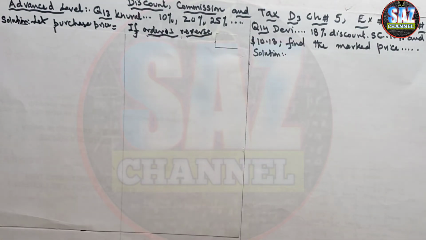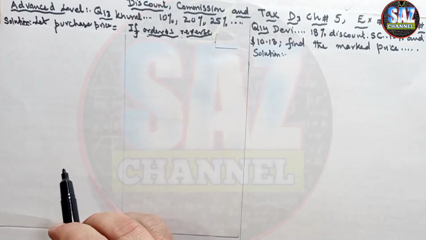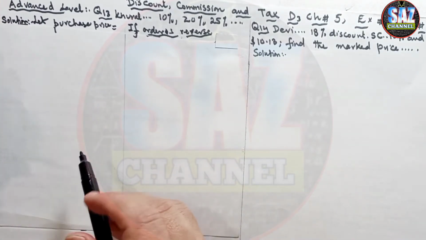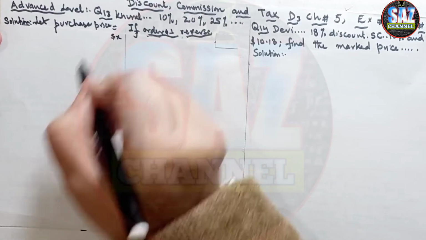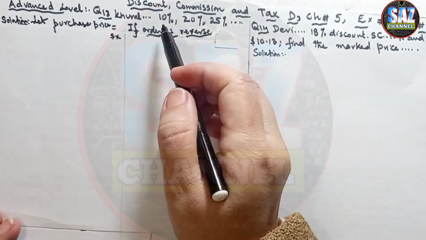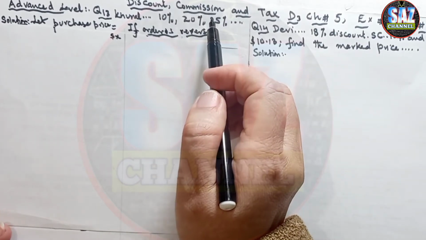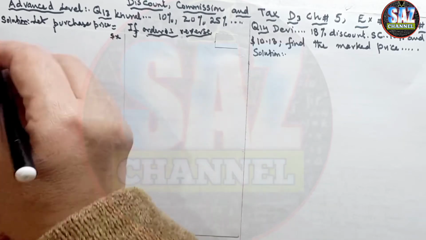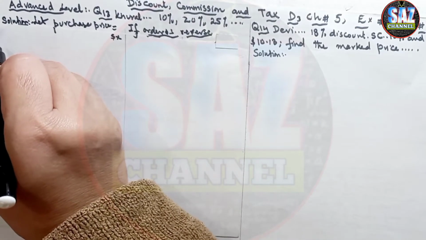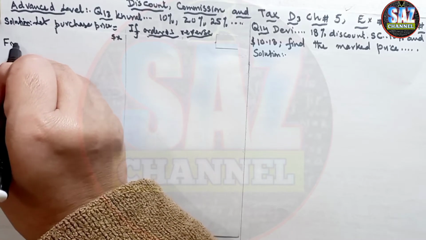As the questions are long, so I've written the questions in short form. First of all, the problem with the question is that we are not given the purchase price. Let the purchase price be $X. Now, when the first discount is given to him, the first discount will be 10% discount.